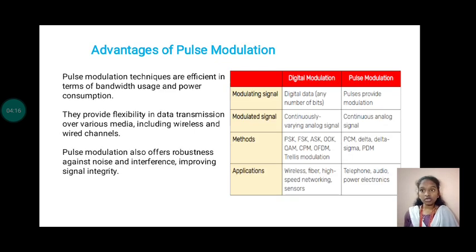Advantages of pulse modulation. Pulse modulation techniques are efficient in terms of bandwidth usage and power consumption. They provide flexibility in data transmission over various media, including wireless and wired channels. Pulse modulation also offers resilience against noise and interference, improving signal integrity.